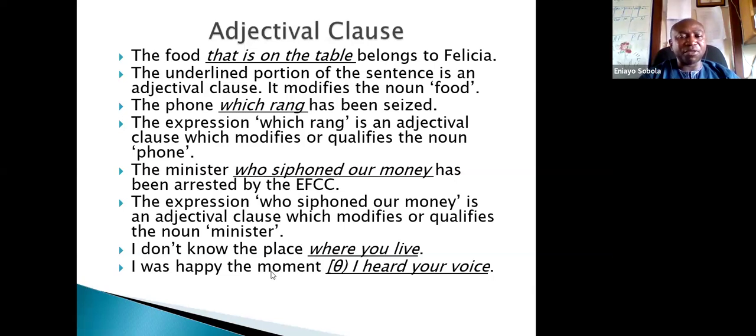But the last example we have here, realize that there is an indicator that there is zero relative pronoun. We have, I was happy the moment I heard your voice. I heard your voice modifies the noun moment. Moment I heard your voice. That's why we said that it must be close to the word it modifies.